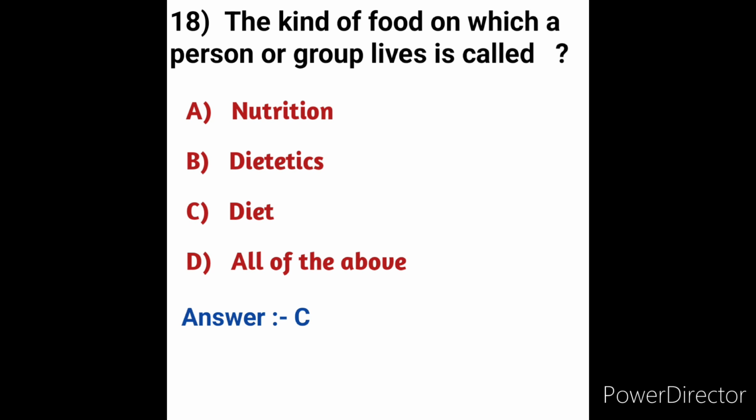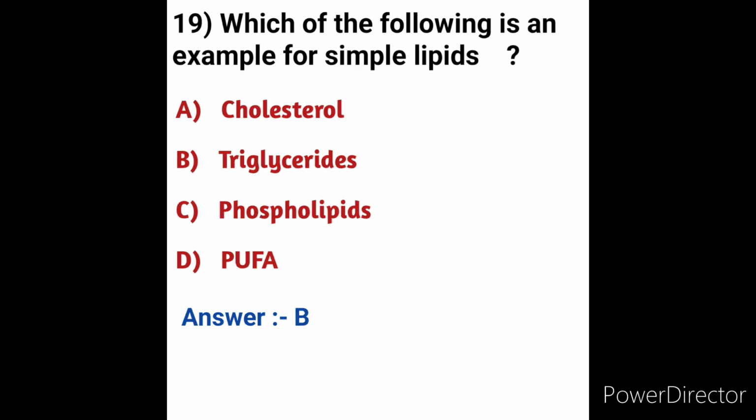Which of the following is an example of the simple lipids? We will see the options here. Option A, cholesterol. Option B, triglycerides. Option C, phospholipids. And option D, PUFA. Option B is the correct answer, triglycerides. Triglycerides are the simple lipids which are constituted of one molecule of glycerol and 3 molecules of fatty acids, which is used for energy production. Here option B is the correct answer, triglycerides.